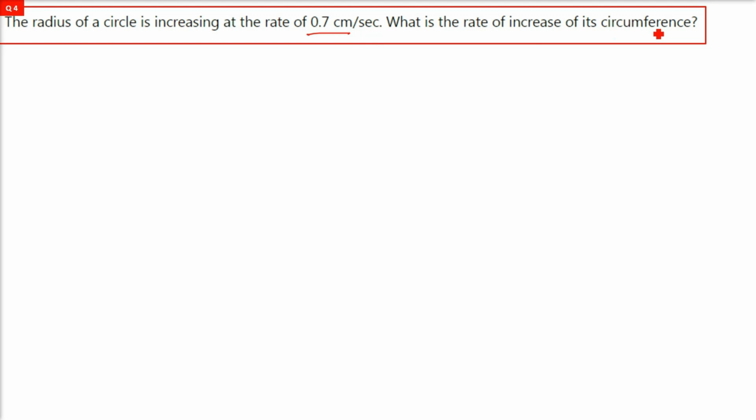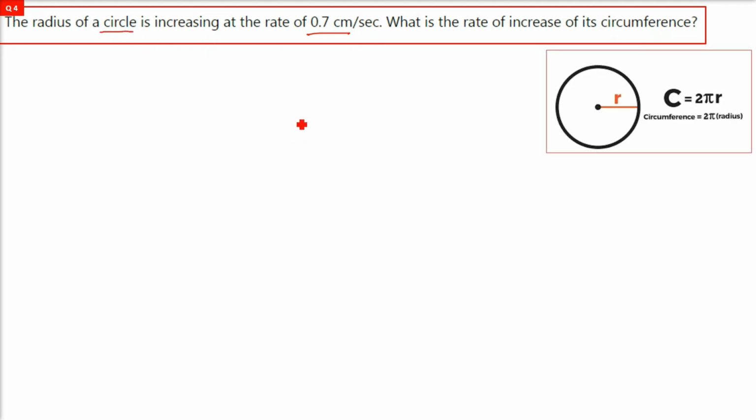What is the rate of increase of its circumference? The radius of the circle is increasing at the rate of 0.7 centimeter per second. Now circumference is 2 pi r. Just write C as 2 pi r. Rate of increase, that is dc by dt, we have to find out. Whenever there is a rate, always remember there will be a time in the denominator in the differential. Radius of the circle is increasing at the rate of 0.7 centimeter per second. That is dr by dt is already given as 0.7 centimeter per second.